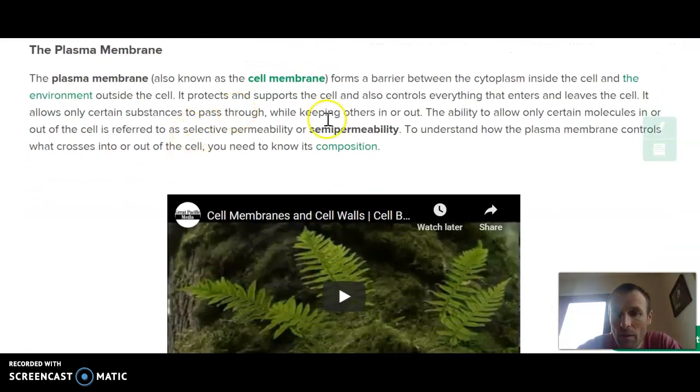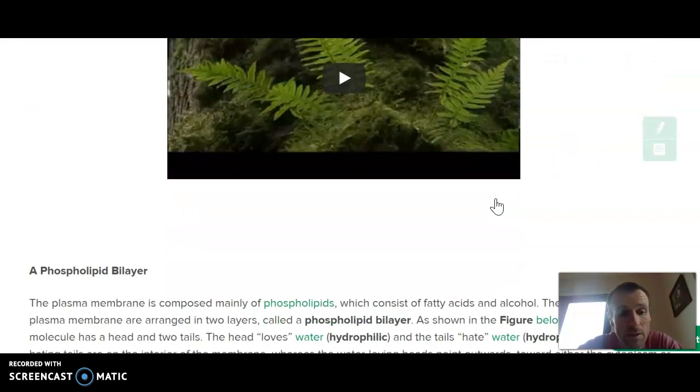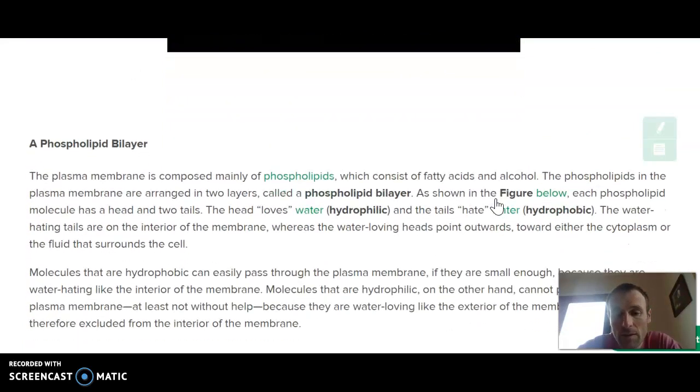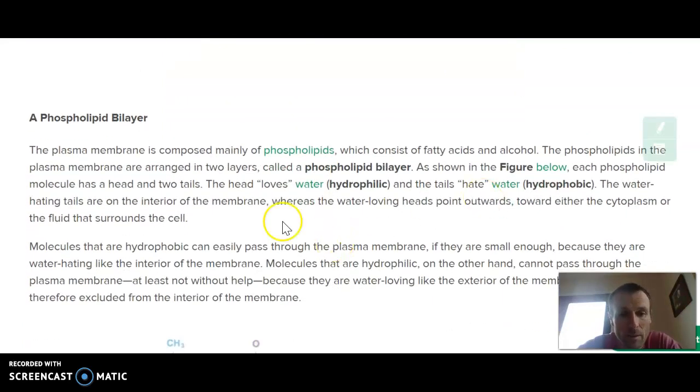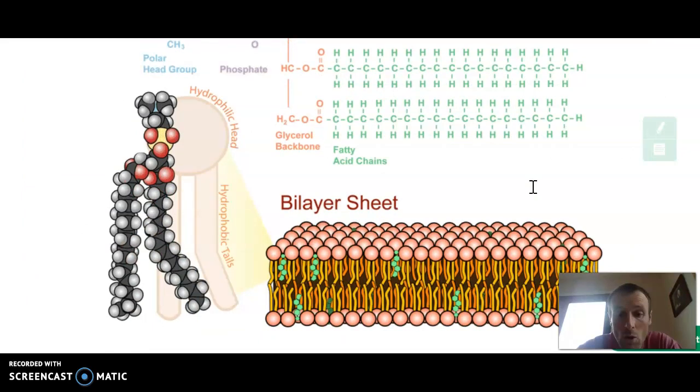And one word that you want to focus in on as you read this section is semi-permeability, or selectively permeable. And that's what I was talking about, how sometimes certain things can come in and other things might not be able to come in. So what else? Hydrophilic, hydrophobic. I talked about that stuff.